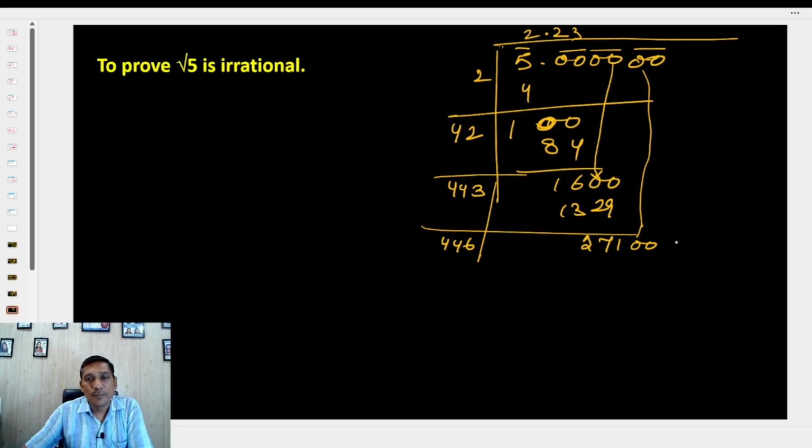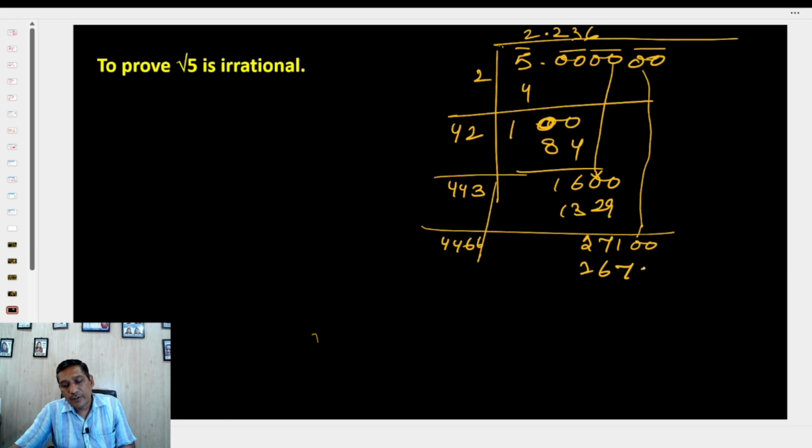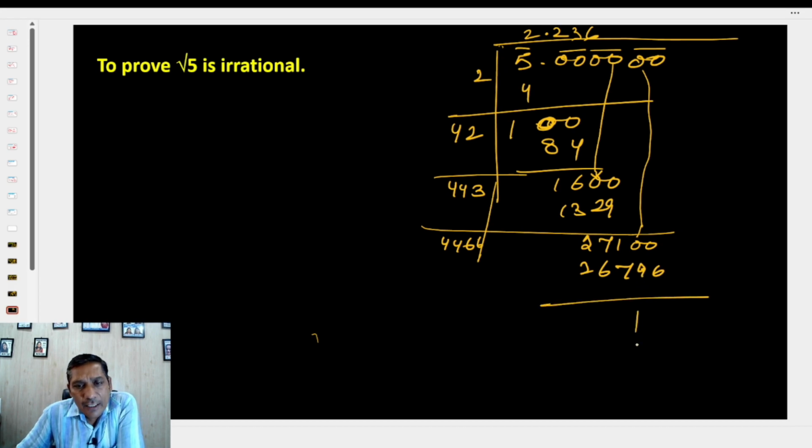A double 0 number. So I have to put a bigger number here. 24,000 से ज़्यादा नंबर चाहिए हमको. मेरे पास यहाँ 4446 है, 6 पुट करिए यहाँ पर और you will have 26796. यहीं छोड़ दीजिए. It will continue like this and continue here also. So root 5 is coming out to 2.236 and it is going on.